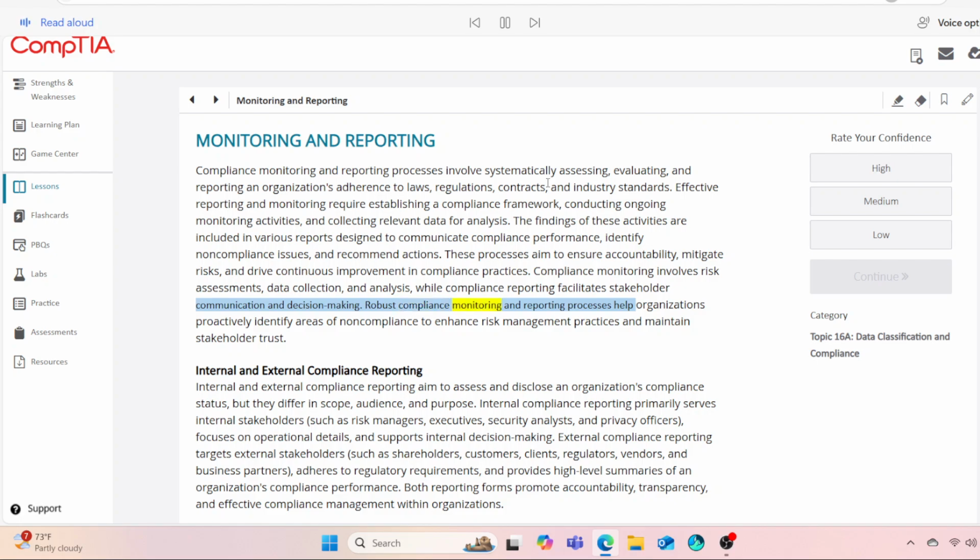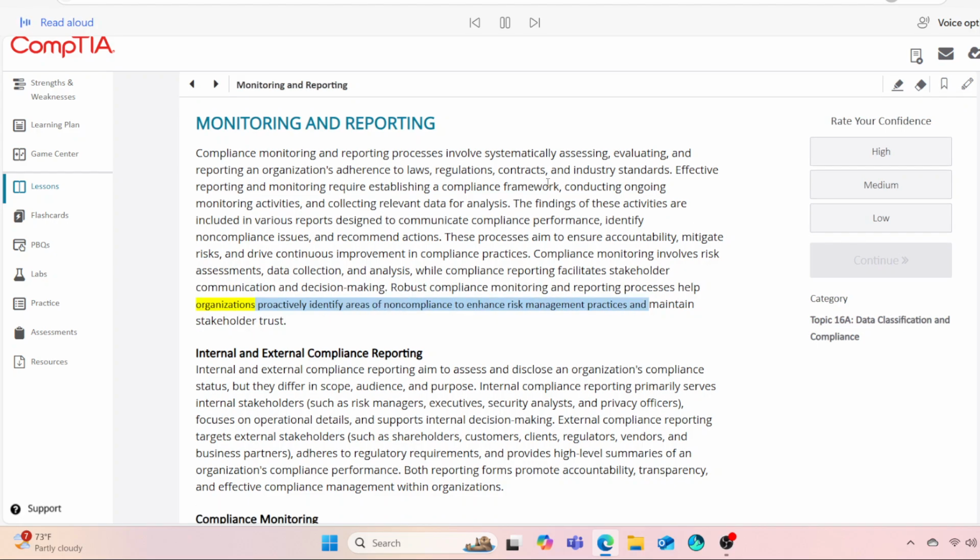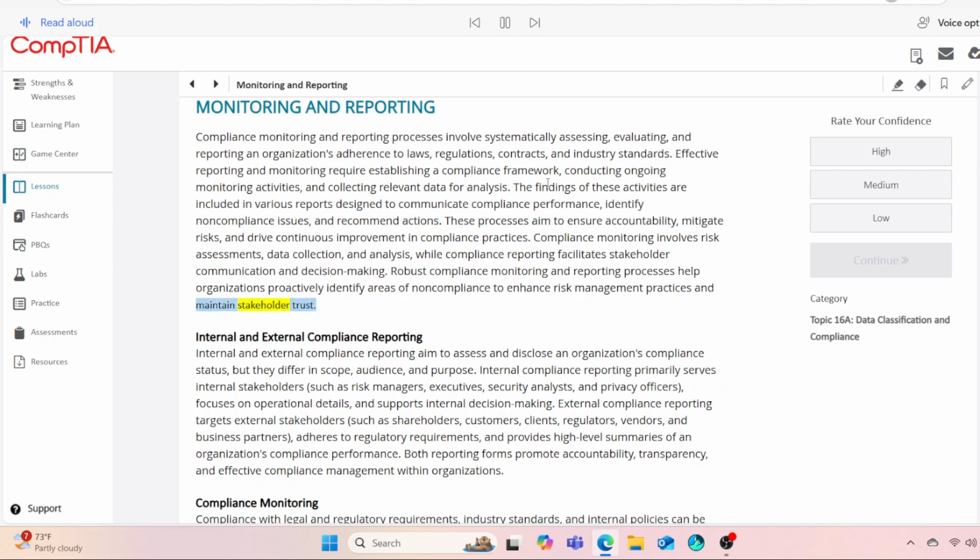Compliance monitoring involves risk assessments, data collection, and analysis, while compliance reporting facilitates stakeholder communication and decision-making. Robust compliance monitoring and reporting processes help organizations proactively identify areas of noncompliance to enhance risk management practices and maintain stakeholder trust.